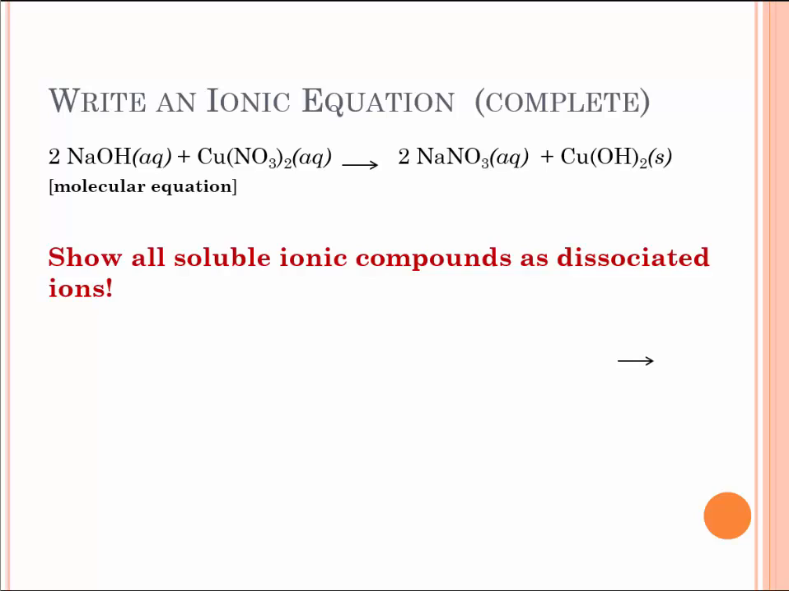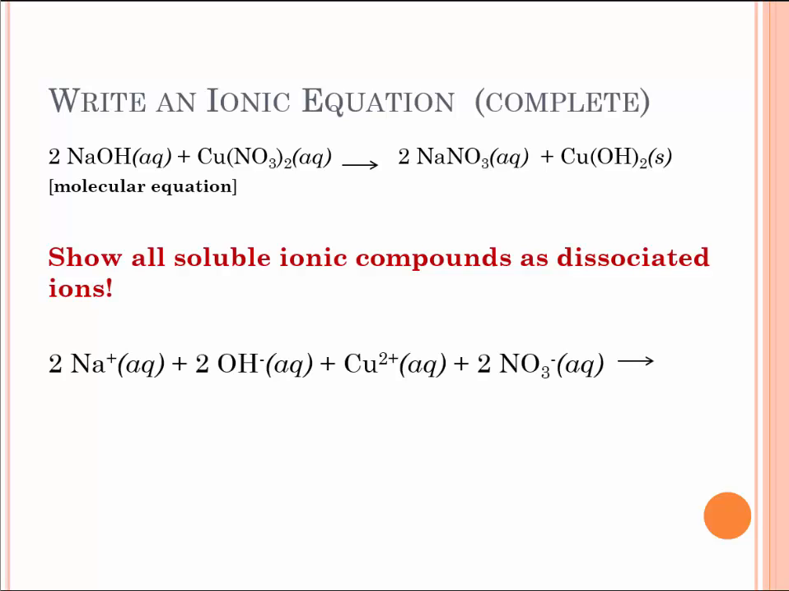Now let's take that complete molecular equation and write it as what's called a complete ionic equation. This means we're going to take all water-soluble ionic compounds apart into their dissociated ions, and we're going to carry those coefficients along with them and make sure to write charge. So from sodium hydroxide, we get sodium and hydroxide ions. From copper 2 nitrate, we get copper 2 ions and nitrate ions. Note that as each compound dissociates into its ions, the coefficient comes right along.